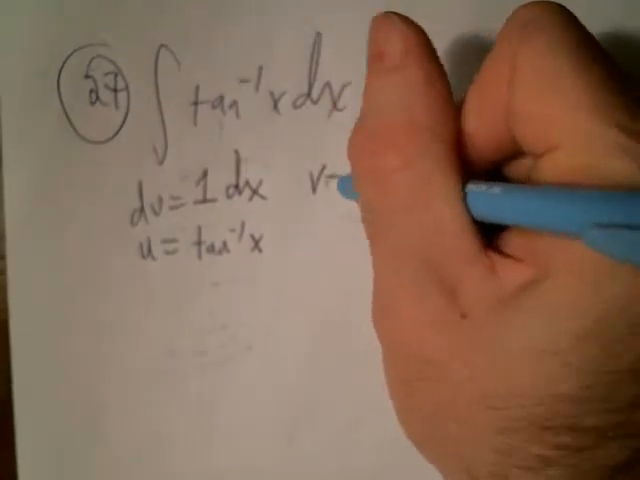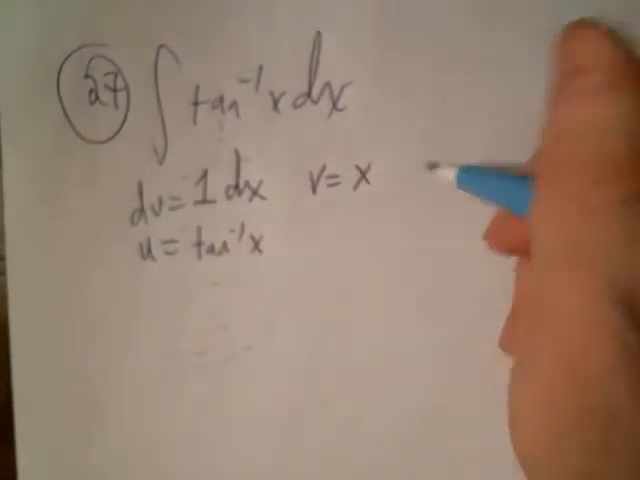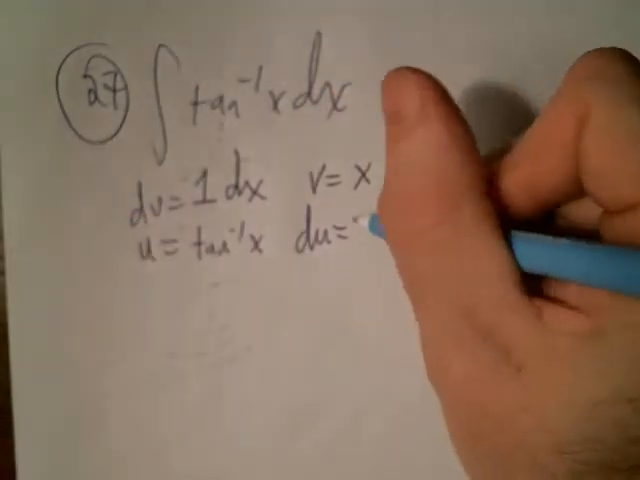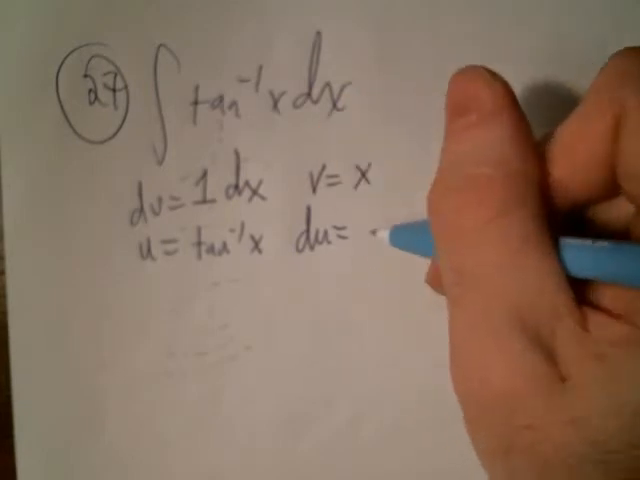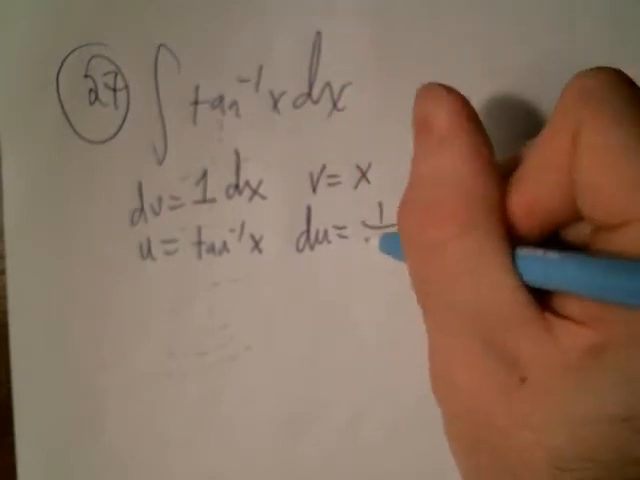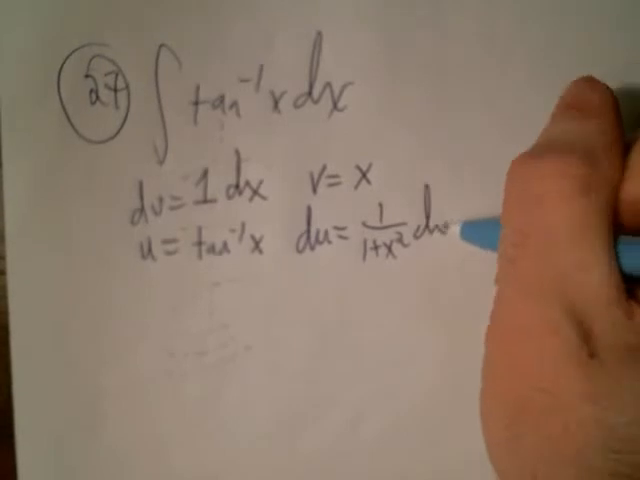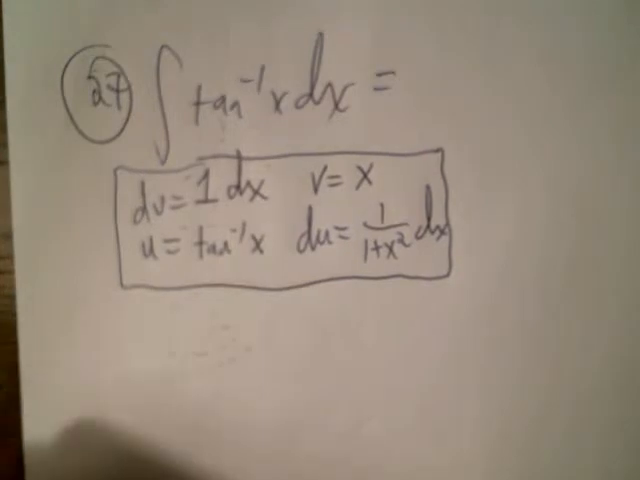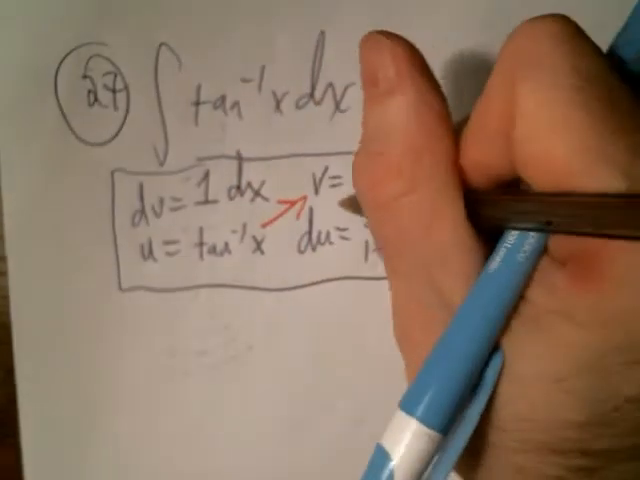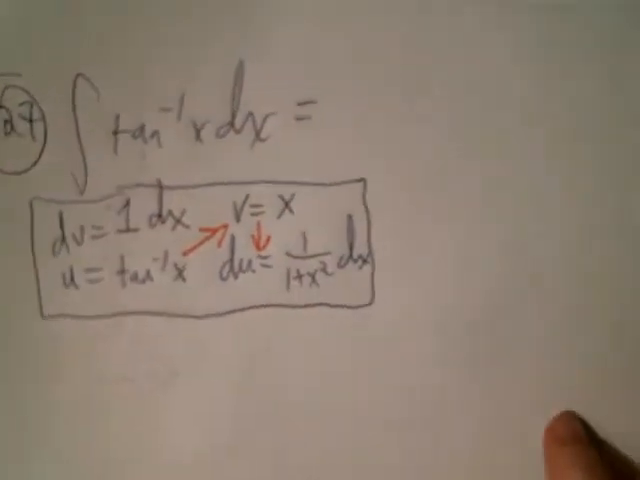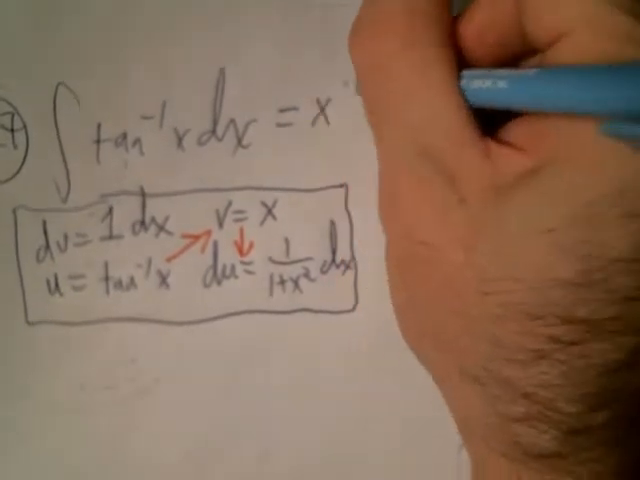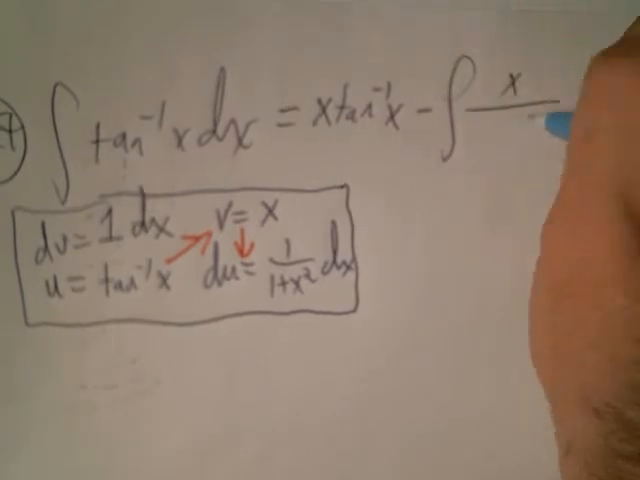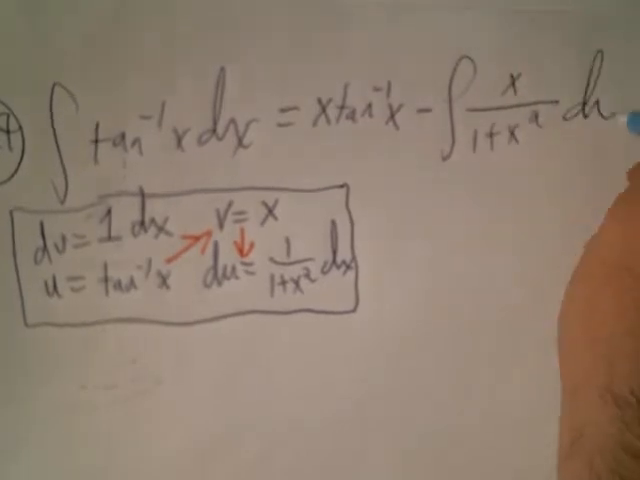So v, the integral of 1 dx, is just going to be x. And then du, the derivative of u with respect to x, in differential form, is 1 all over 1 plus x squared dx. Again, it's always this times this minus the integral of that times that. So I have x tan inverse x minus the integral of x all over 1 plus x squared dx.